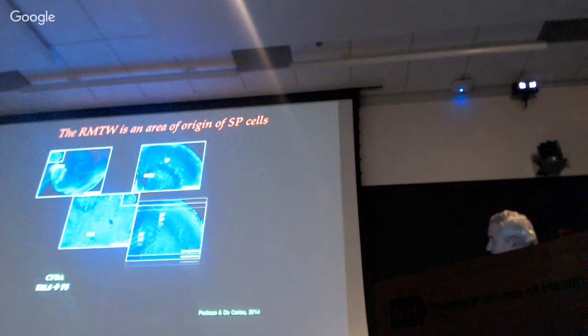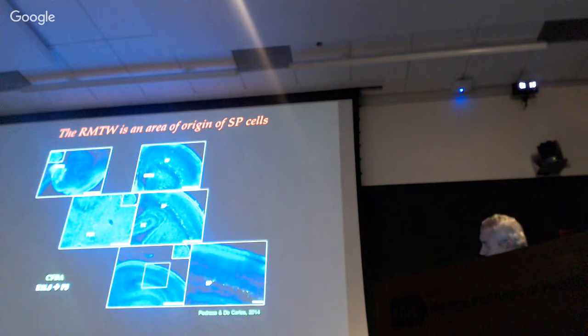But when we inject in the dorsal part of the rostromedial telencephalic wall, at E11, and we study the animal at postnatal day 5, we see that the labeled cells are exclusively the subplate cells, and there is a gradient from rostral to caudal. So there is an extracortical area where the subplate cells can be generated.